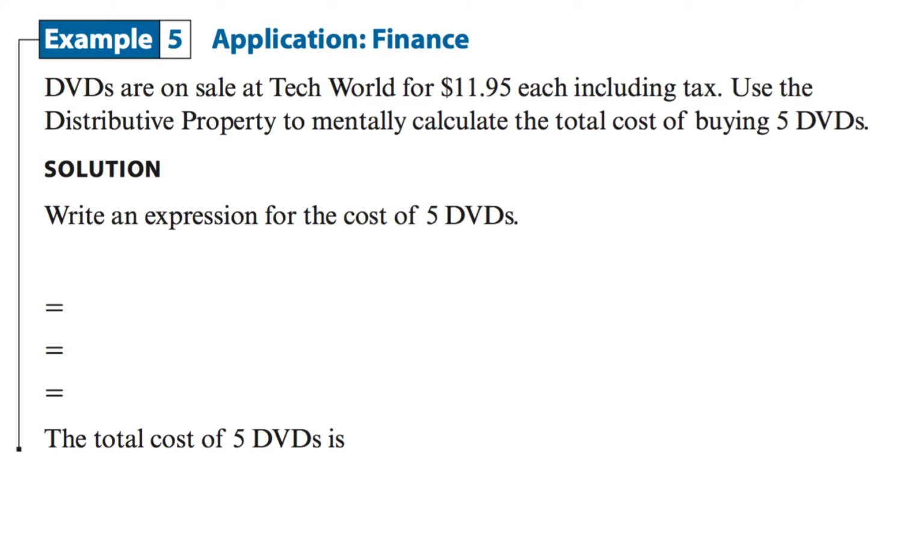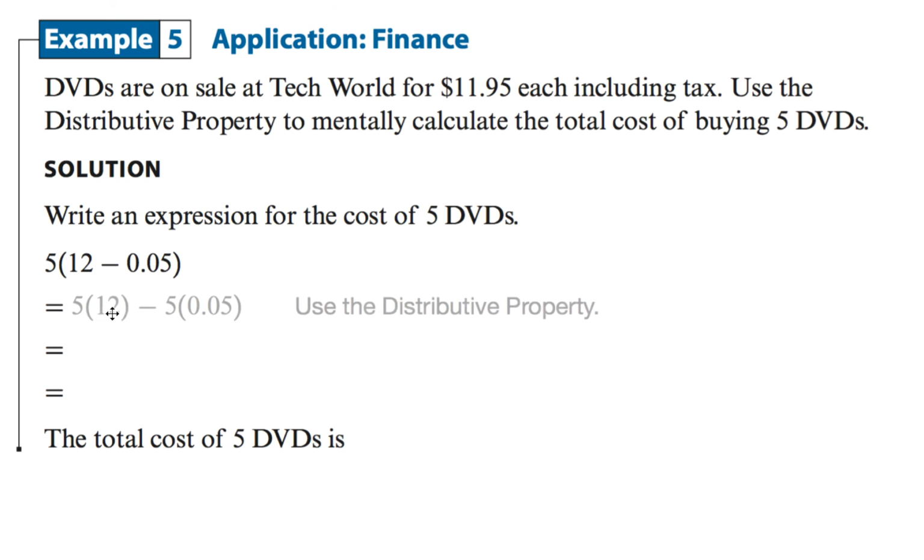And lastly, we have an application in finance. It says we have DVDs on sale for $11.95. And if we're going to get 5 of those, they want you to use the distributive property to mentally calculate the total cost without a calculator. So what we want to do is write an expression for the cost of those 5 DVDs in a way that will allow us to do this in our head. So this is really close to $12. In fact, it's only 5 cents less than $12. So if we took 5 times, and then in parentheses maybe 12 minus a nickel, because it's 5 cents short of $12, this would be $11.95 in the parentheses.